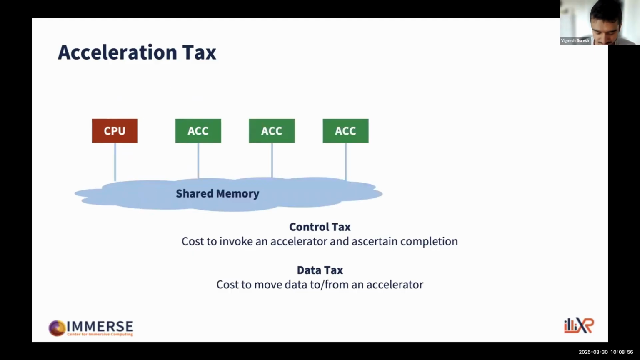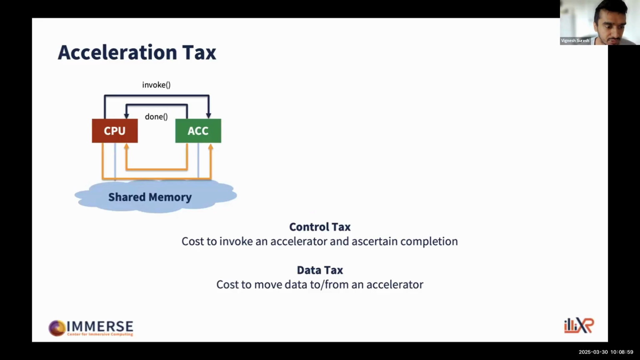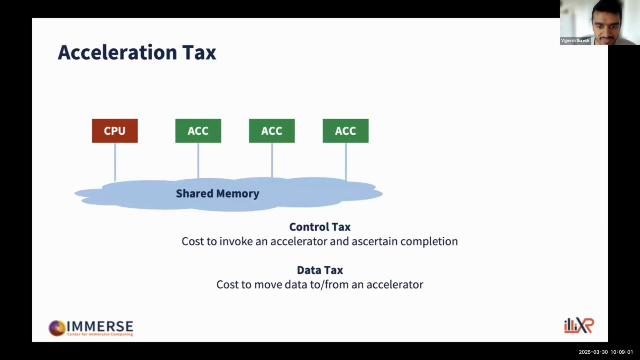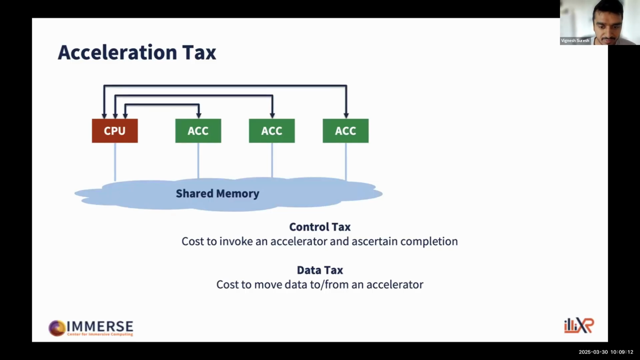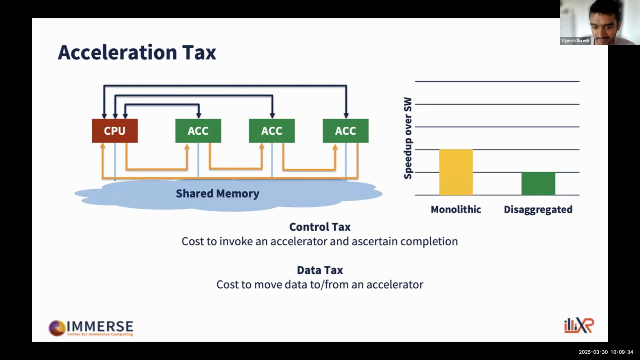A monolithic accelerator only pays this cost once, but a disaggregated system where you have multiple accelerators pays this cost multiple times. For example, the CPU needs to invoke multiple accelerators and ascertain their completion. Similarly, a disaggregated system also incurs data movement between the accelerators that again is implemented through DRAM or between caches over an interconnect. Since the monolithic accelerator only paid this acceleration tax once, it outperforms the disaggregated system for audio playback.